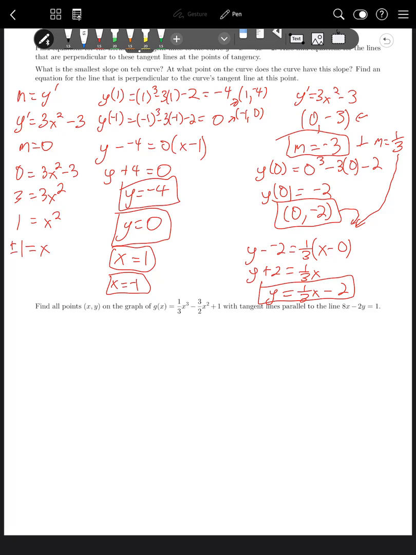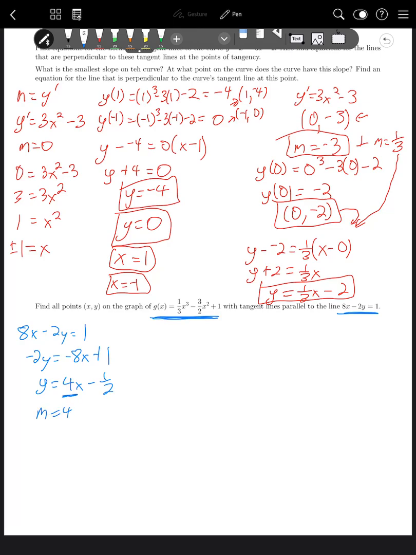Okay. So one of the things hopefully you remember is that parallel lines have the same slope. So there are two things we need to know. We need to know, what is the slope of this line that we want to be parallel to? And we need to know what are the slopes of all the points on this graph. So if we start out by finding the slope of this line, 8x minus 2y equals 1, we just solve for y. So this would be negative 2y equals negative 8x plus 1. So y equals 4x minus 1/2. Okay, so the slope here is 4.